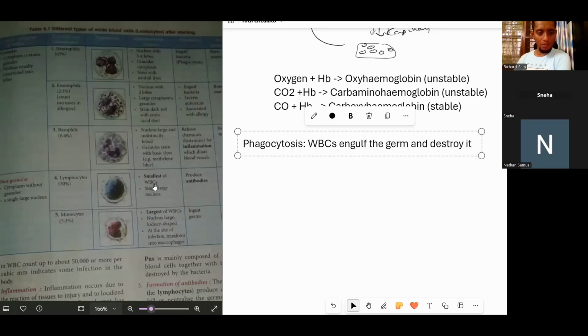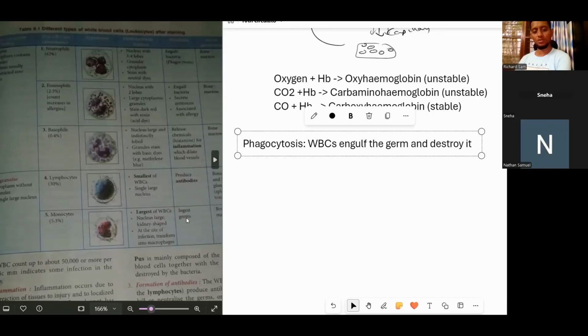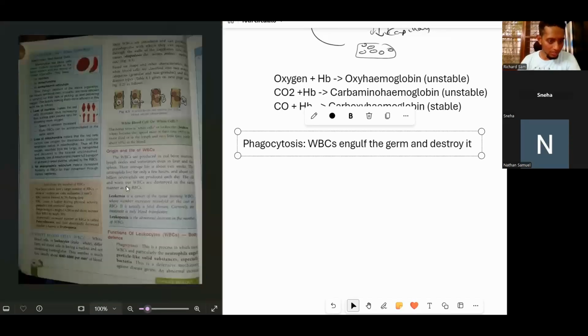See, lymphocytes are the smallest of WBCs. And they have a large single nucleus. Monocyte is the largest of the WBC. Their nucleus is kidney shaped. They also ingest germs. Ingest is same like engulfing, like phagocytosis. Okay, so that's about the WBCs.